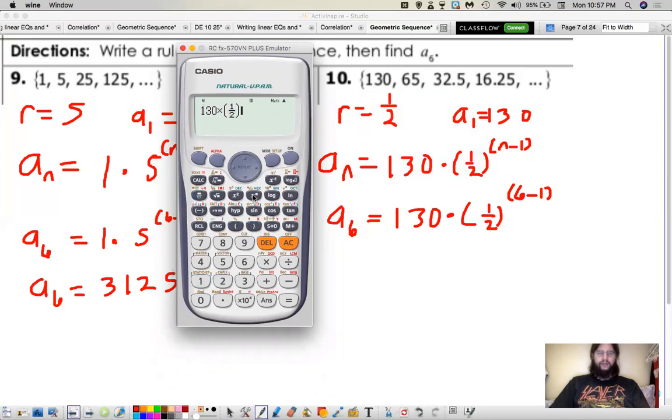So a half raised to the 6 minus 1 gives 65 over 16. Let's see, I'm not sure. Let me try typing this again. This is the right answer, 65 over 16.